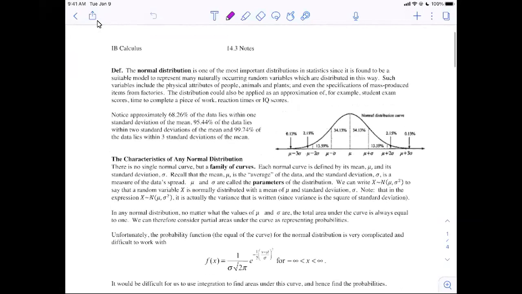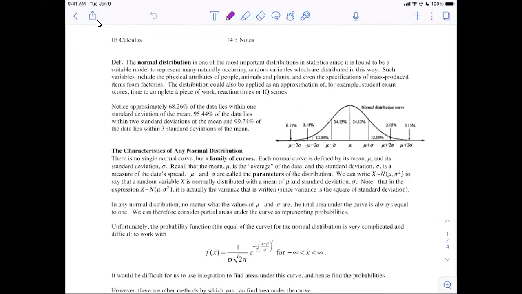Okay, so this is 14.3. It says the normal distribution is one of the most important distributions in statistics since it is found to be a suitable model to represent many naturally occurring random variables which are distributed in this way. Such variables include the physical attributes of people, animals, and plants, and even the specifications of mass-produced items from factories. The distribution could also be applied as an approximation of, for example, student exam scores, time to complete a piece of work, reaction times, or IQ scores.